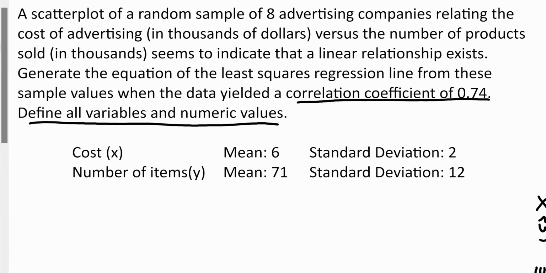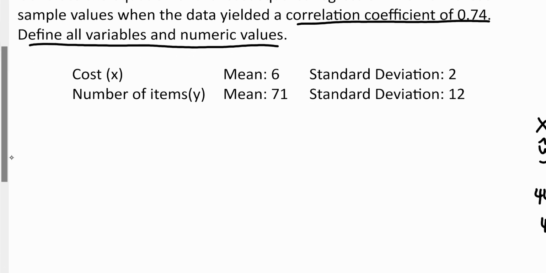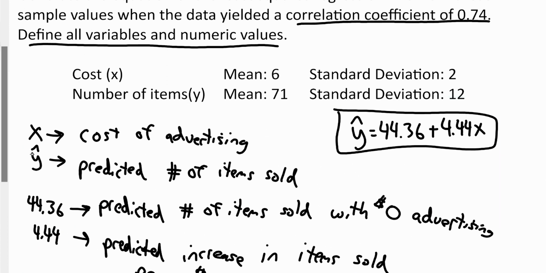Basically, it's talking about advertising, comparing putting money into advertising and what you get out of it for the number of items that you would sell. It gives you a correlation coefficient of 0.74 and the summary statistics there. Right, so here's what I got. I'm not going to show you all the work for getting the equation, but it is y hat equals 44.36 plus 4.44x. And then I have all the different parts listed here.